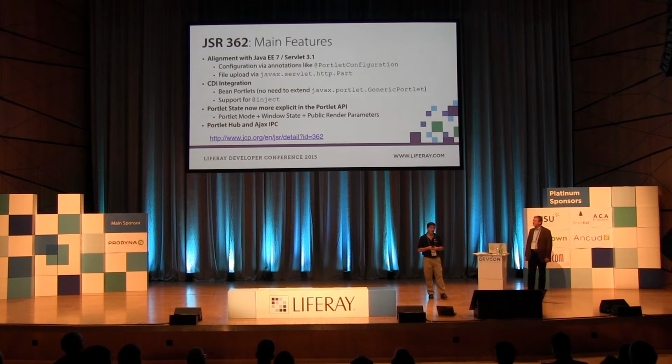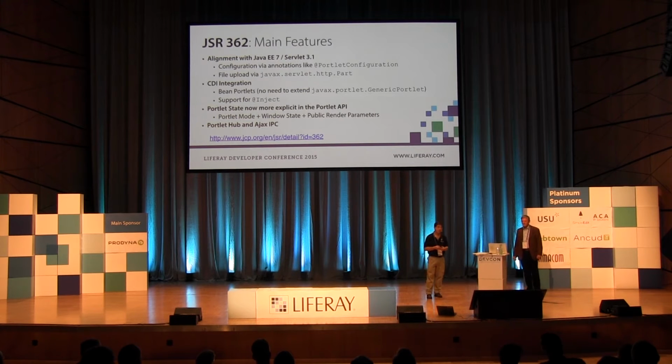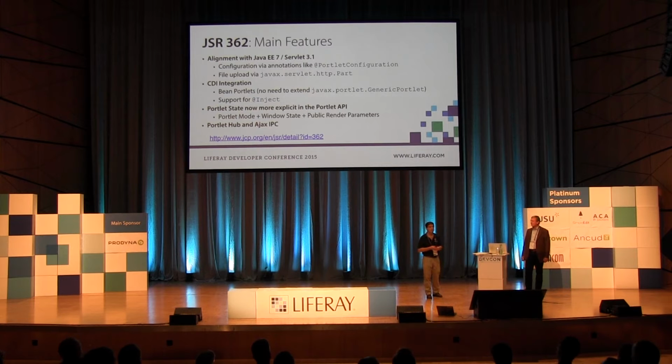The portlet state has become more explicit. So the portlet API has always had an idea of state, which consists of the portlet mode, the window state, and the public render parameters. Those three things together are what we refer to as portlet state. And this was always there in the portlet API in Portlet 2, but it was kind of implied. And so now the API has a much, much more explicit section in there for what we call portlet state.